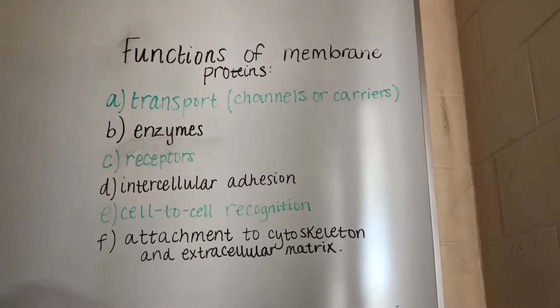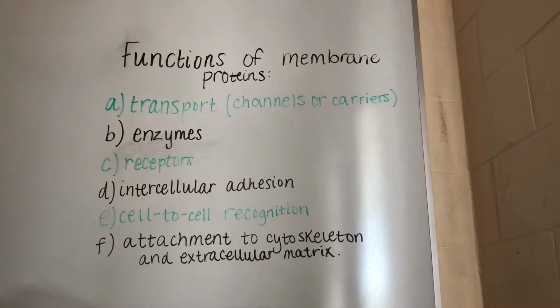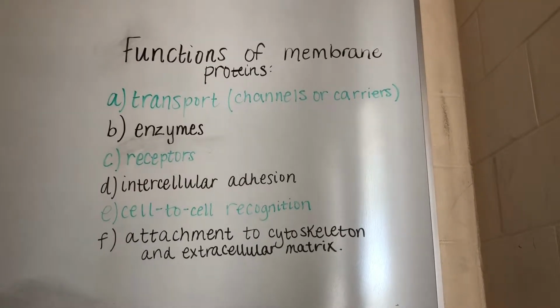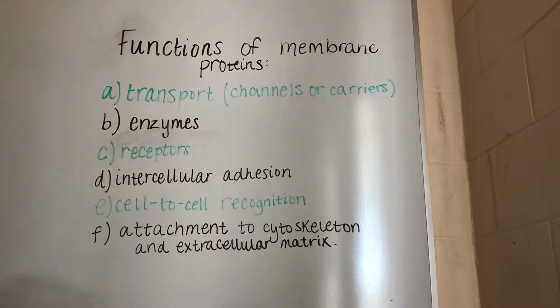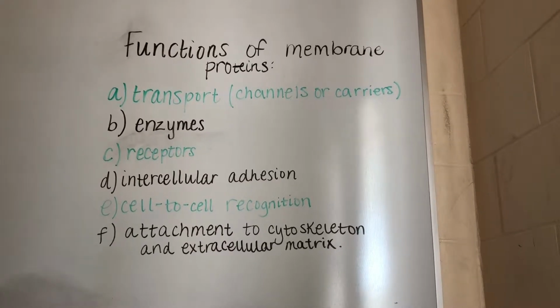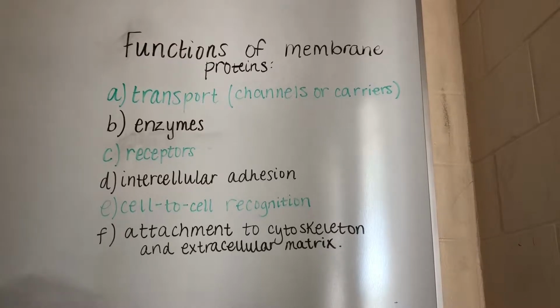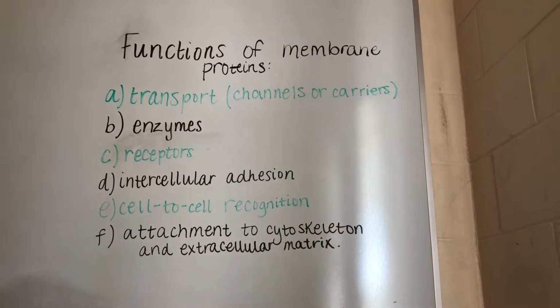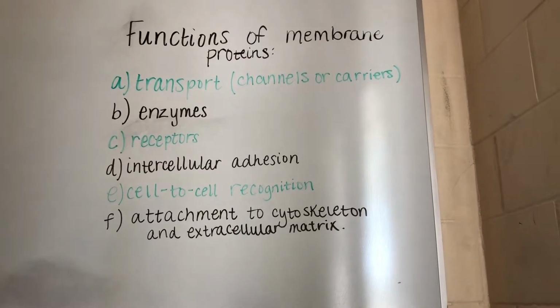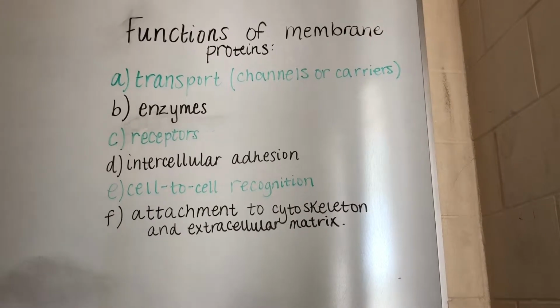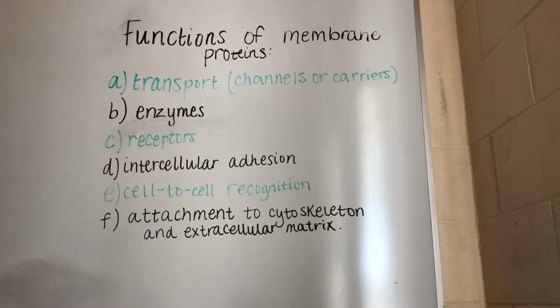Functions of membrane proteins. A. Transport. These can be channels or carriers. Channels are tubes that things can go in and out of. Carriers are the passageway. B. Enzymes. These catalyze. C. Receptors. They pick up a message from the outside of the cell, send a message into the inside of the cell, and these are mostly for molecules that can't get in.